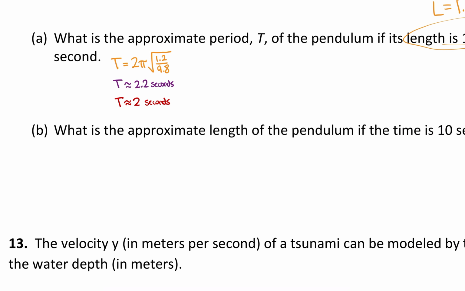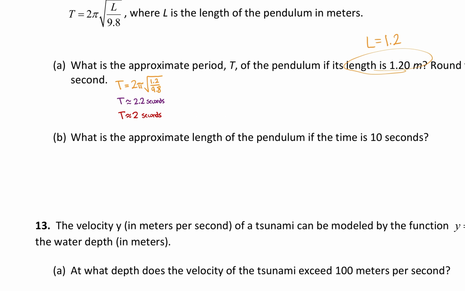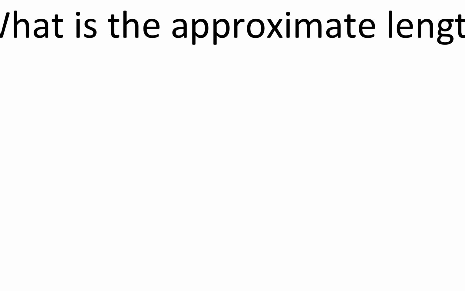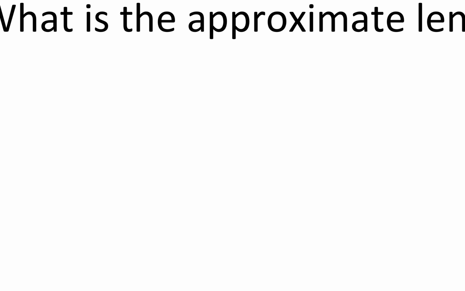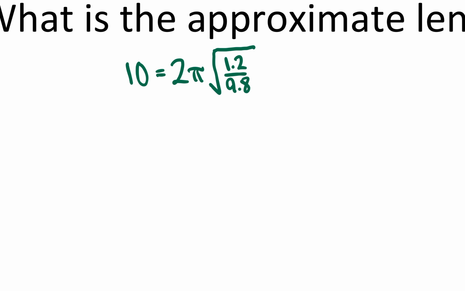All right, for the next question, we have what is the approximate length of the pendulum if the time is 10 seconds? So for this one, they give us the time. So we have t is equal to 10. So what we're going to do is substitute this into the formula. Hence, we have 10 instead of t is equal to 2 pi times the square root of 1.2 divided by 9.8. Oh, excuse me, not 1.2. We have already done that. So it's going to be L right here. That's what we're looking for.